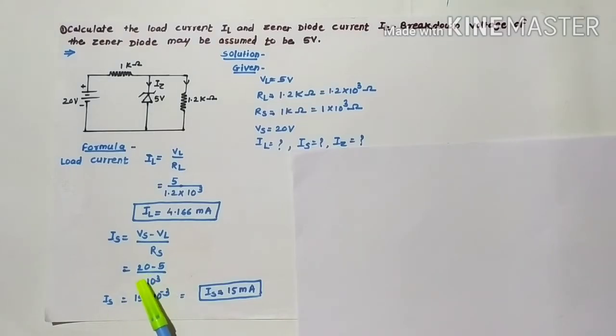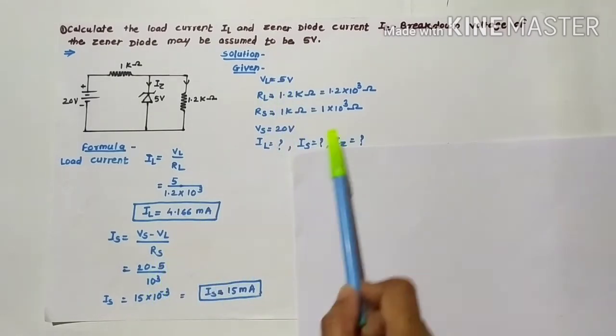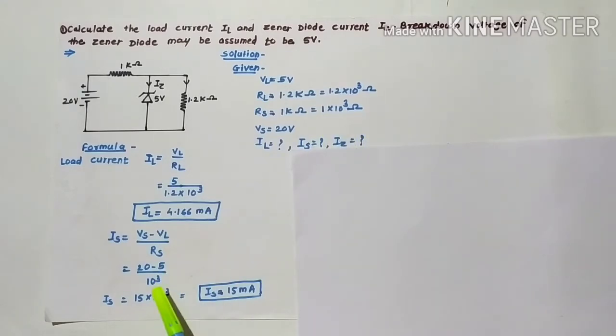So by putting the values, VS minus VL is 20 minus 5, which is 15, upon the value of RS, 1 kilo ohm, which we simply write as 10 raised to 3. This 10 raised to 3 goes to the numerator and turns into 10 raised to minus 3. So the value of IS is equal to 15 milliampere.